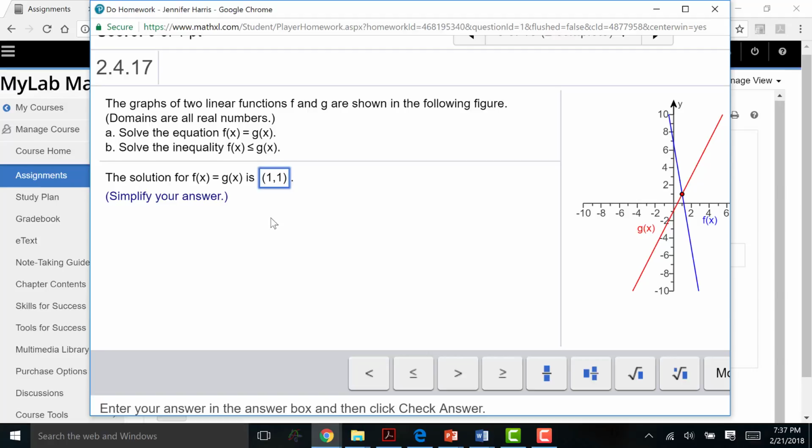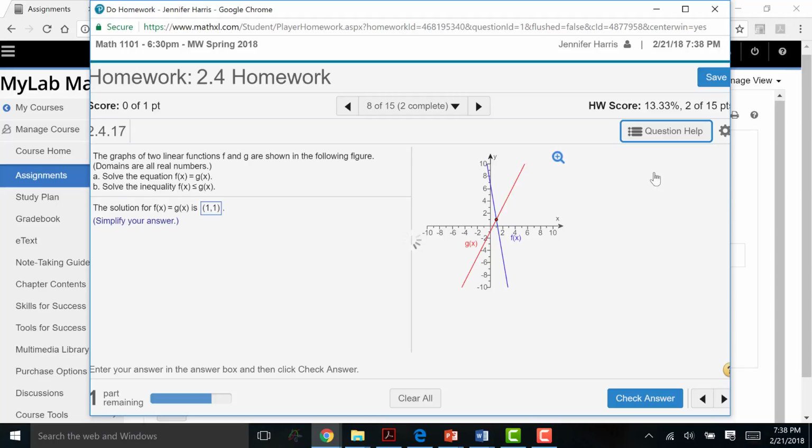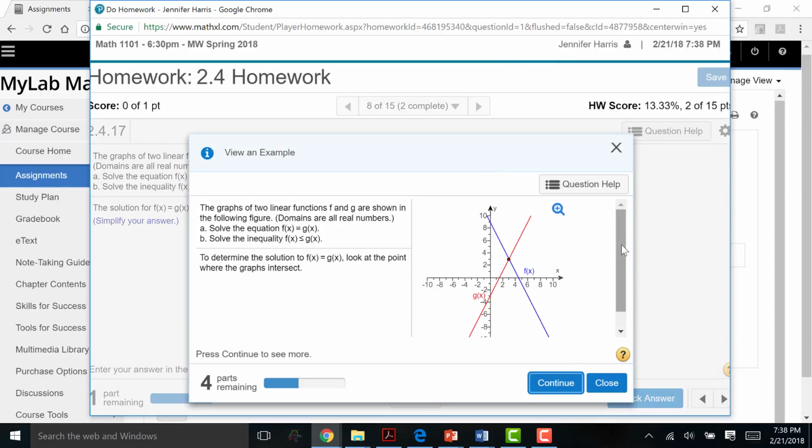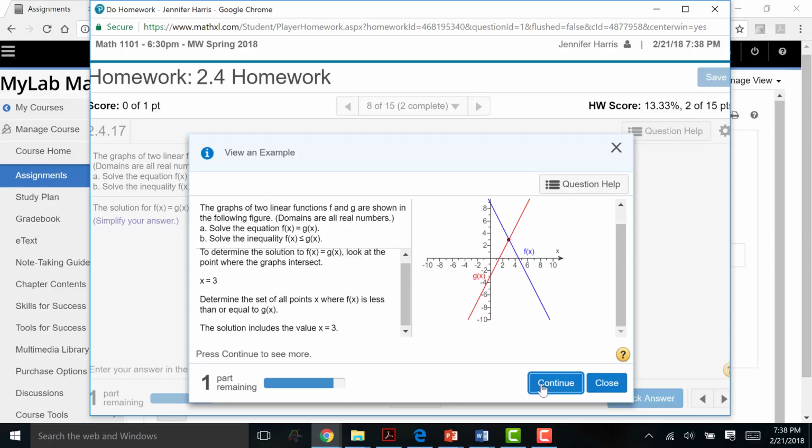All right, so they intersected there. Guys, if ever you have a question about how the answer should look, I like to look at my help and view the example and see how they wrote the answer, to make sure I wrote my answer right. See how they wrote just the answer? Look at where it's at. X equals 3. That's because it's 3 and 3. But what if it was 1 and 3? Okay, the solution includes the 3.